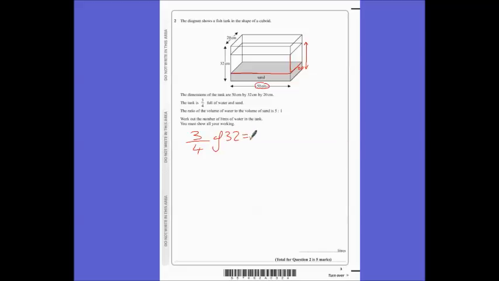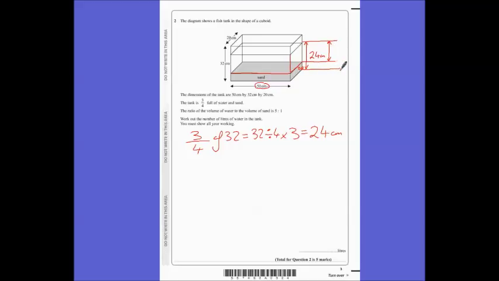Now, to do that, we divide by the bottom and times by the top. So 32 divided by 4 is 8, and times by 3 is 24 centimetres. So this full distance here is 24 centimetres. We now just need the distance to here. So this distance here is the 24 centimetres.